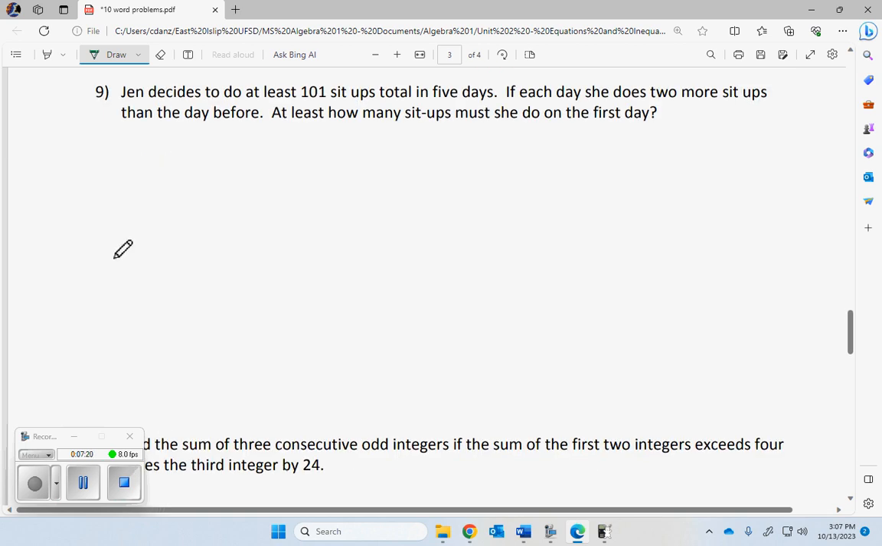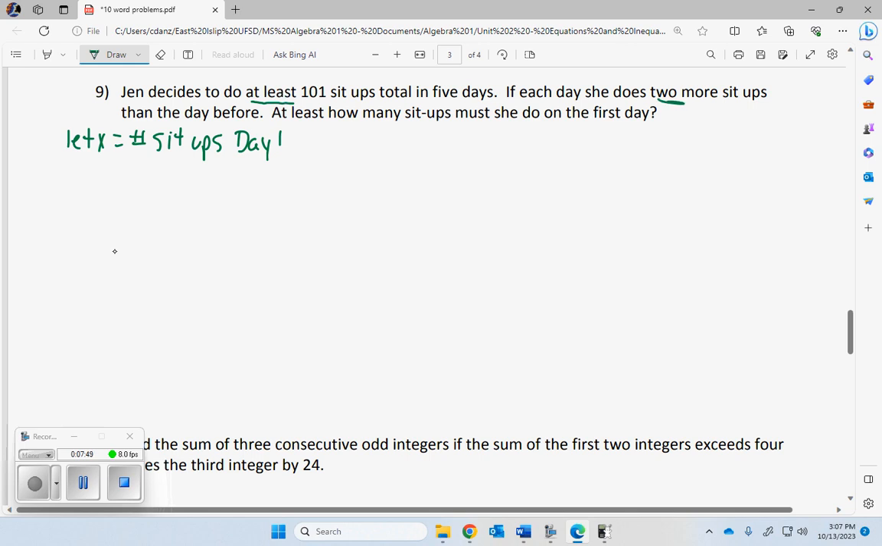Jen decides to do at least, so that's your hint that there'll be an inequality here, 101 sit-ups total in 5 days. If each day she does 2 more sit-ups than the day before, at least how many sit-ups must she do on the first day? I don't know how many she does on the first day. Let's let x equal the number of sit-ups on day 1.